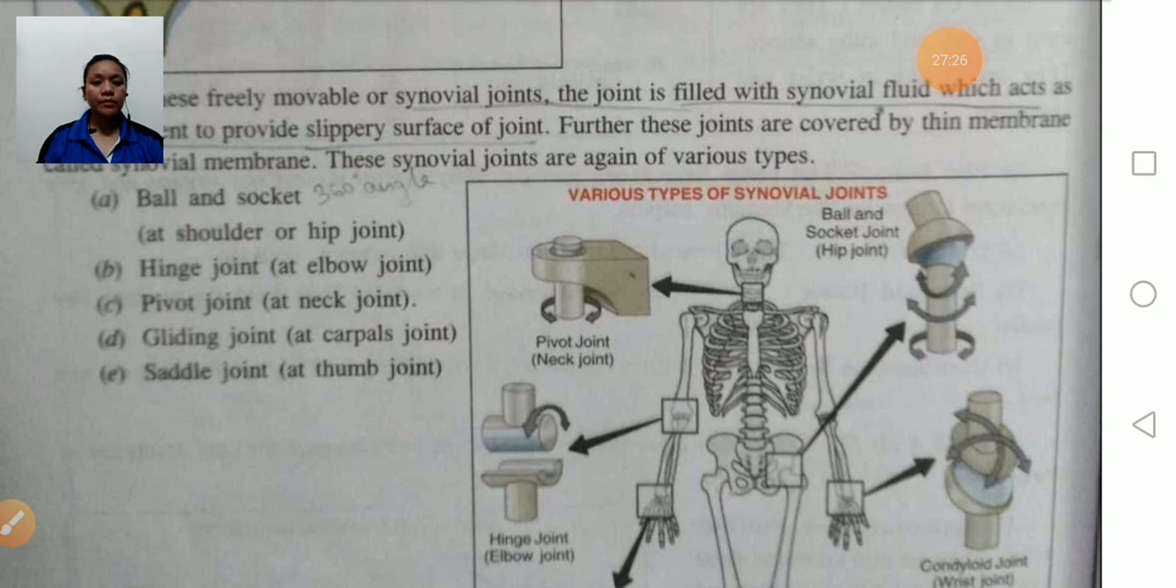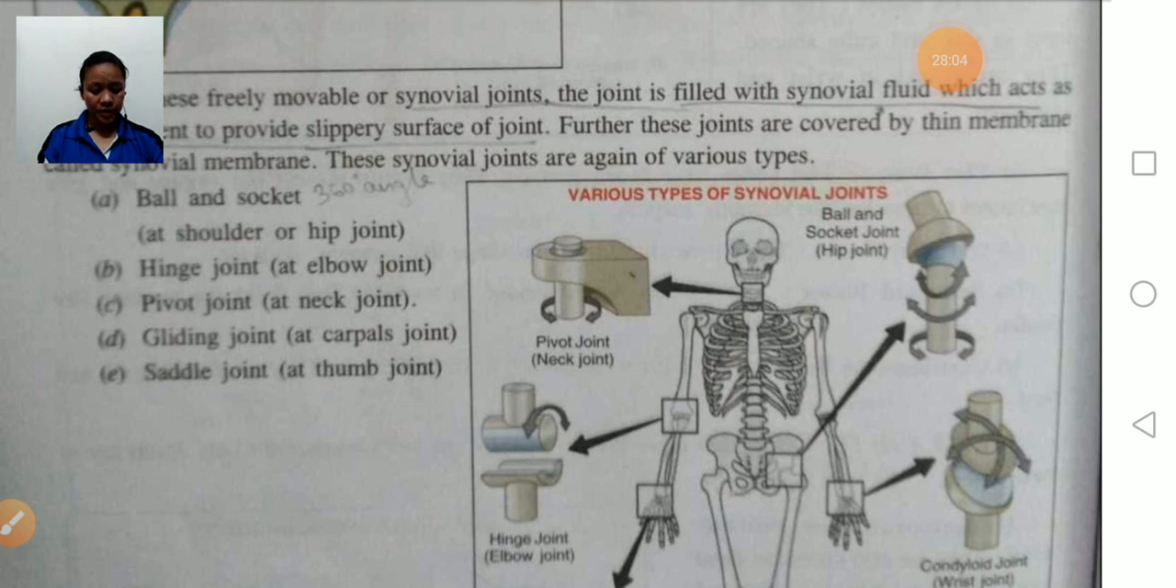Next is the pivot joint. Pivot joint is present at the neck, and it provides rotation movement. Next is the gliding joint. Gliding joint is present in the carpal joints, or in the hand.